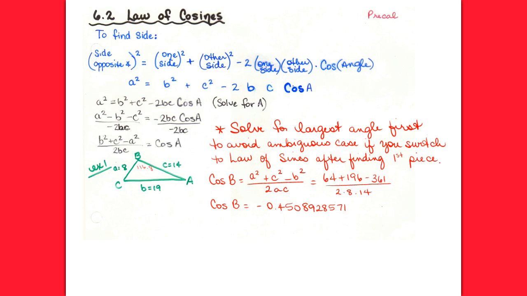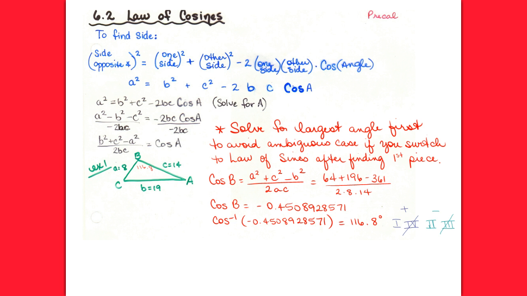Inverse cosine, right, or arc cosine. So I'm going to do inverse cosine or arc cosine of that decimal, and that will give me my angle. So angle B is equal to 116.8 degrees.